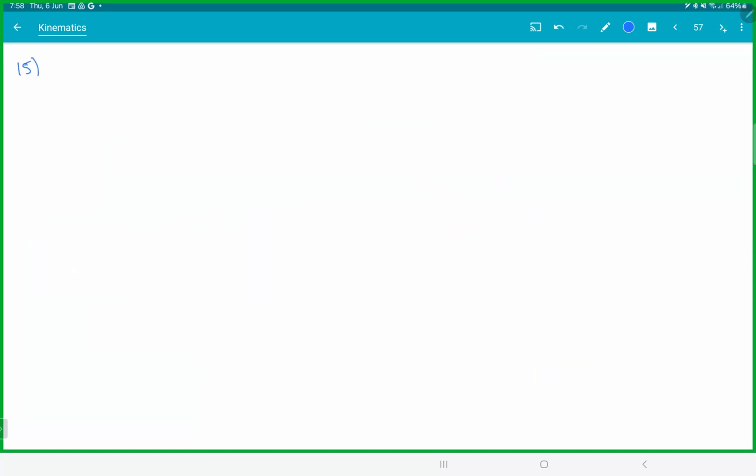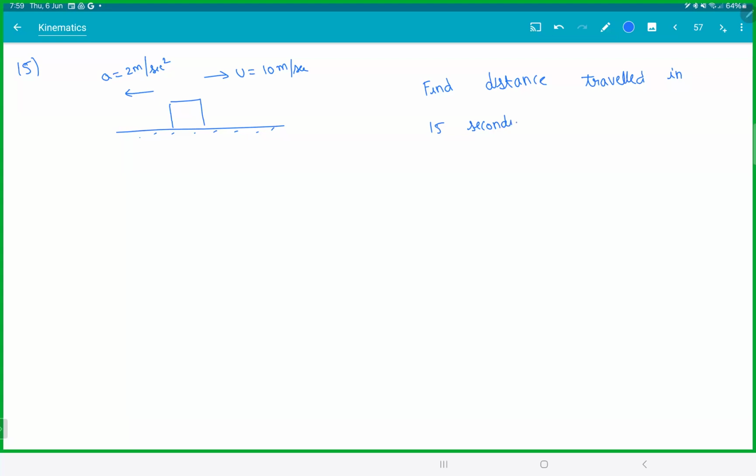Similar questions we have done in some of them in foundation. If you remember it, great. If you don't remember, that is fine. We are doing it anyways. So we have a vehicle here going with U equal to 10 meters per second. Acceleration is 2 meters per second square. Find the distance traveled in 15 seconds. Standard questions.